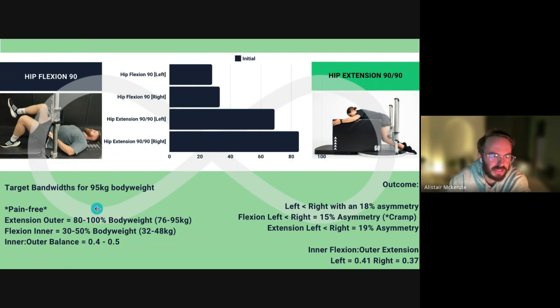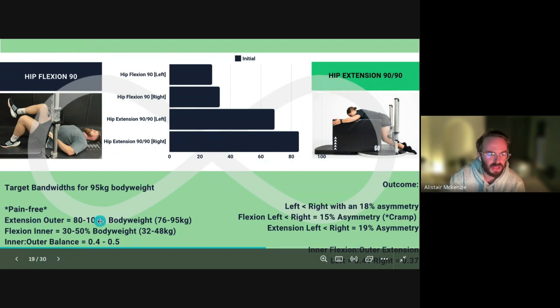So our criteria then, target bandwidth, this lad's 95 kilos. We want them all to be pain-free. Extension in this 90-90 position, we're aiming for about 80 to 100% body weight, so 76 to 95 kilos. Flexion on this inner range, anywhere between 30 to 50% body weight. And then we want a balance between the front and the back, relatively about 40 to 50% in my opinion.